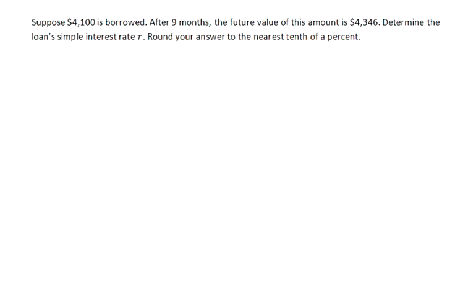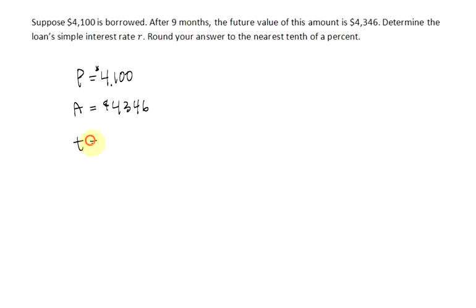The first thing that I like to do when faced with any kind of word problem is just to jot down the information that I'm being given. So I've got 2 dollar amounts here. I have $4,100 as the amount borrowed, and I have $4,346 for the future value of the amount. So what I have here is that P equals $4,100. And the amount that it grows to is $4,346. I'm told that it takes 9 months, so I know something about the time.